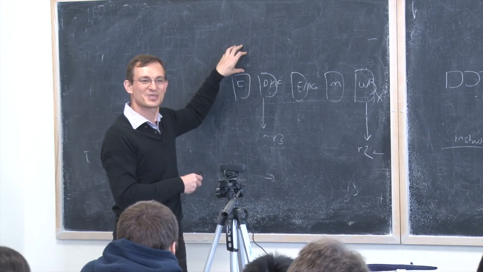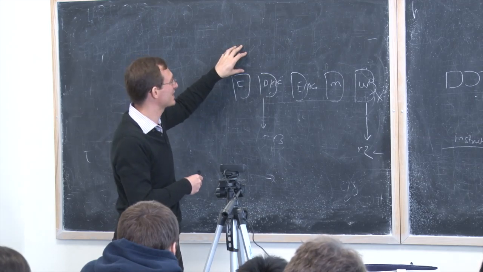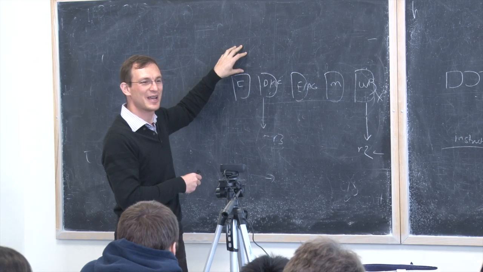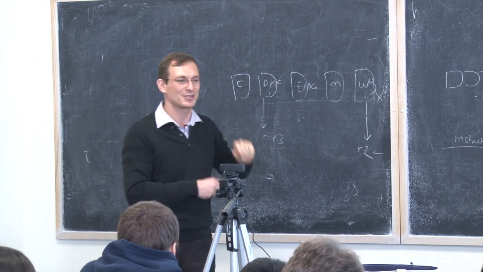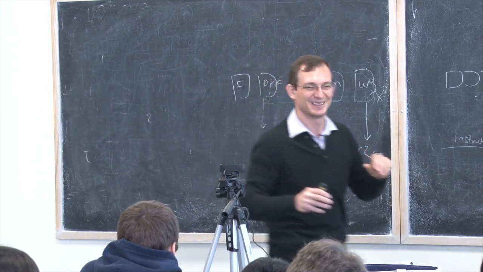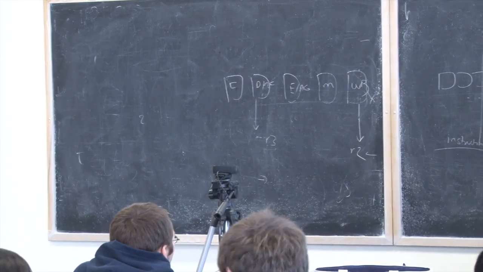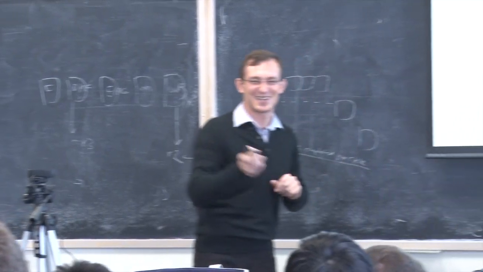Actually, that could be a nice exam question. If 30% of your instructions are ALU operations, and if you have one ALU where you also do the increment, what is the throughput of your pipeline, assuming everything else is ideal? You can think about it. It's easy, actually. OK, so data dependencies.